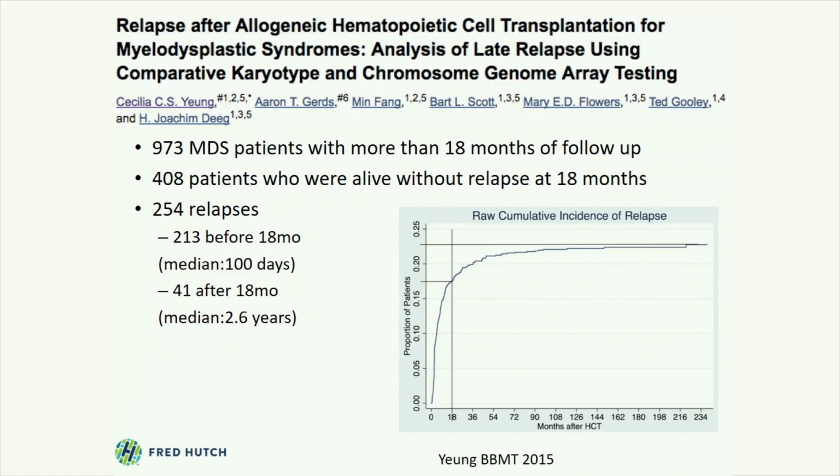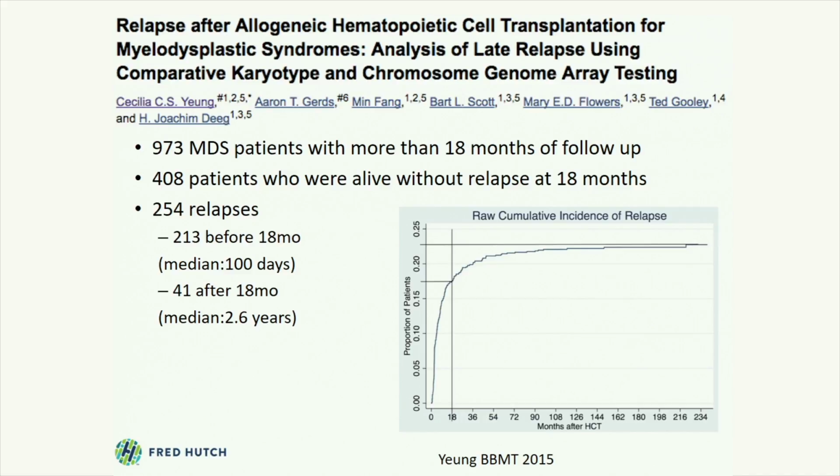We did a number of studies. We looked at the relapse after all of our allogeneic transplants for MDS. And when we reviewed, we had 973 MDS patients that had more than 18 months of follow-up. And of these patients, 408 patients were alive without relapse at 18 months. So we took those patients, and of those, 254 patients relapsed. So it's more than half.